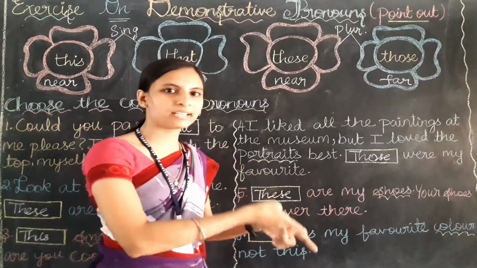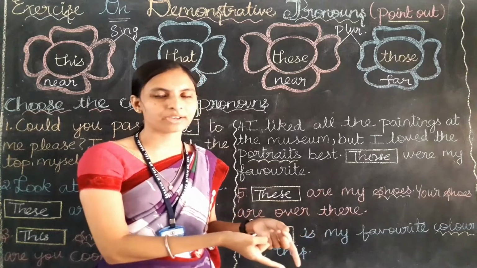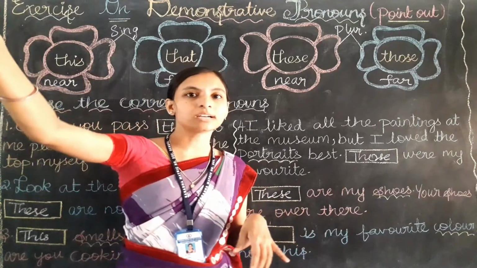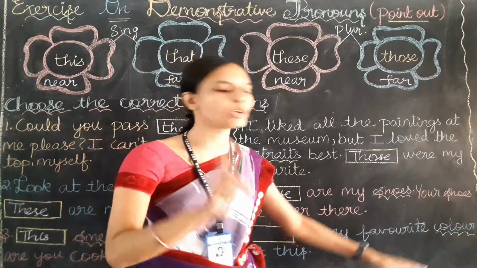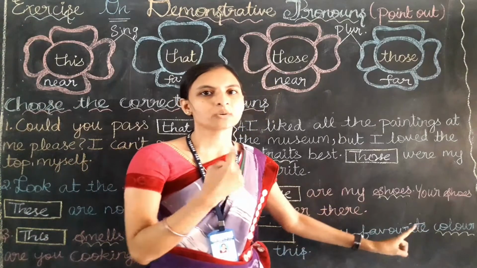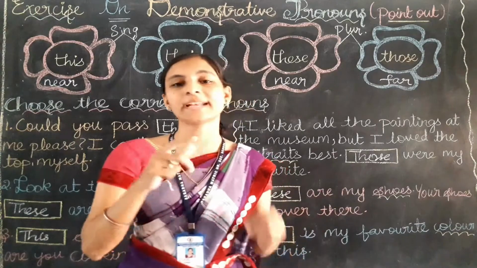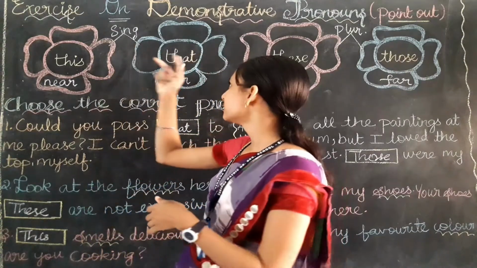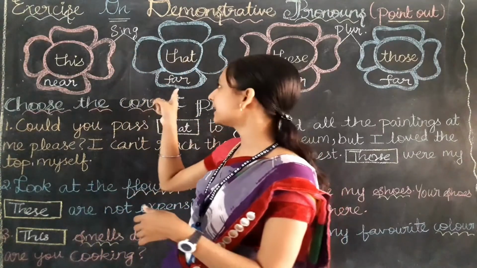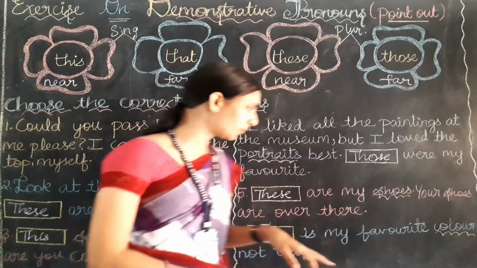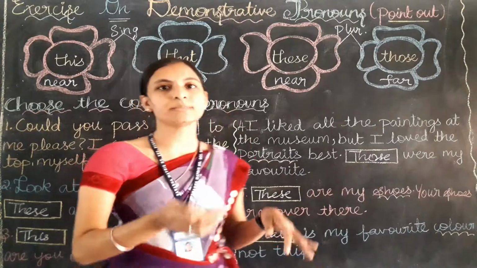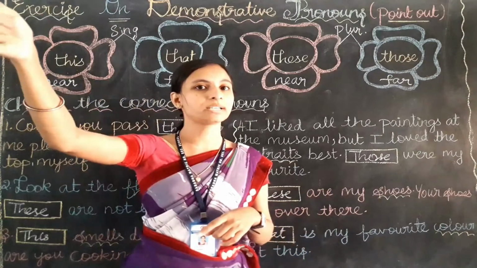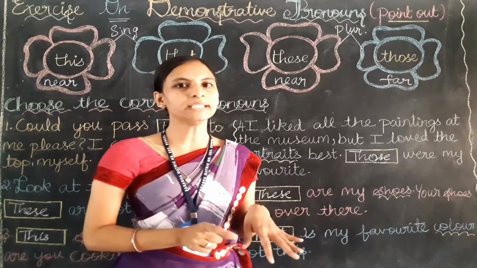So they are telling that this color is not their favorite color, but the color which is far away is their favorite color. So color means they are talking about only one color. So one color means it's singular and the color is far away. So for one singular thing that is far, we use that. So that is my favorite color, not this. Clear?